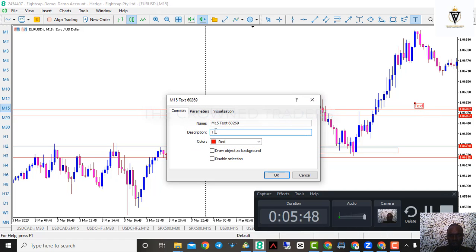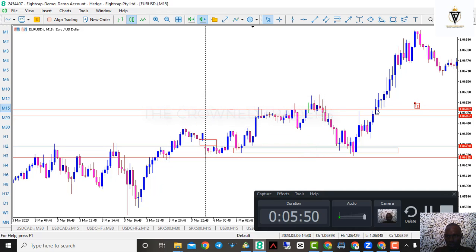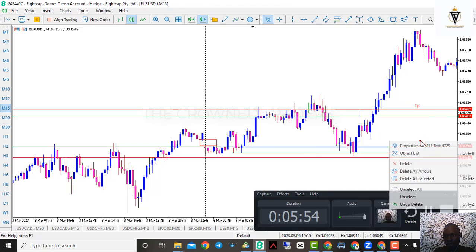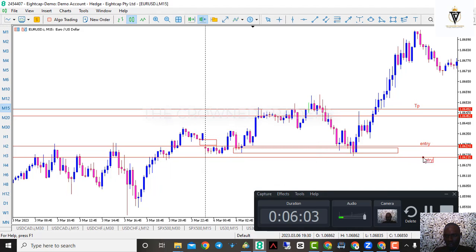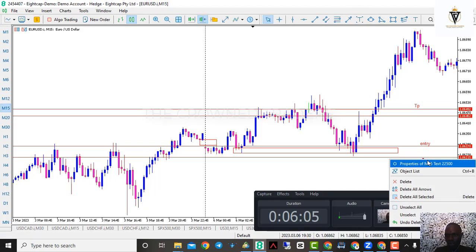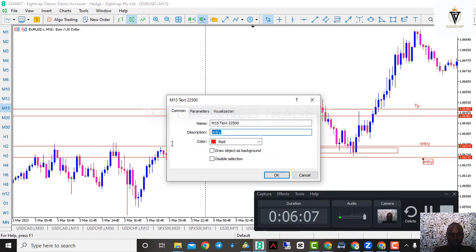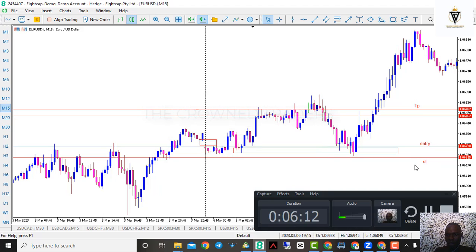This is TP. TP is here. This is my entry. Entry. And then this is my stop loss. So you see that it's as simple as that. It's my entry, this is my take profit, and that's my stop loss, and I'm done.